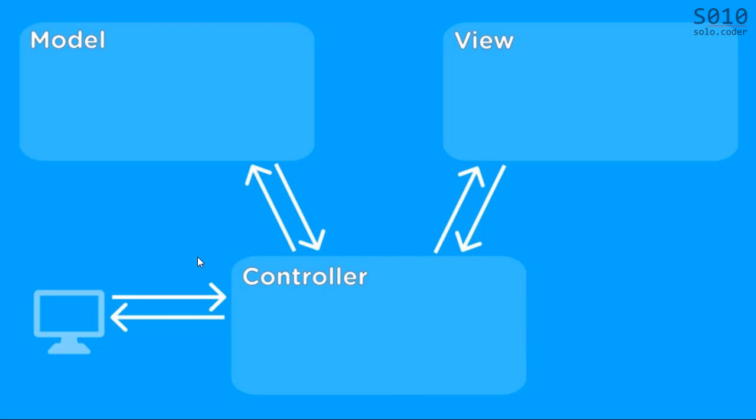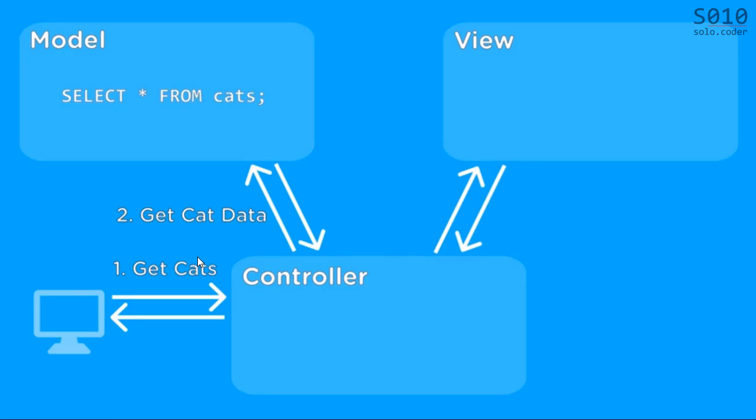Imagine a user sends a request to a server to get a list of cats. The server would send that request to the controller that handles cats. That controller would then ask the model that handles cats to return a list of all cats. The model would query the database for a list of all cats and then return that list back to the controller.